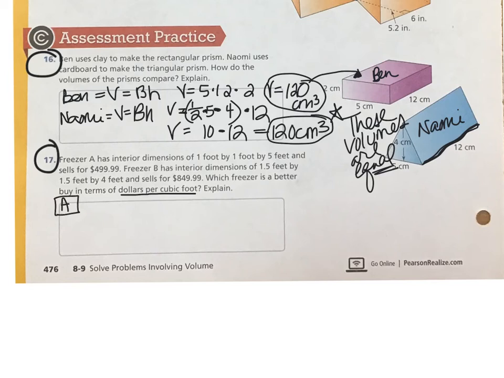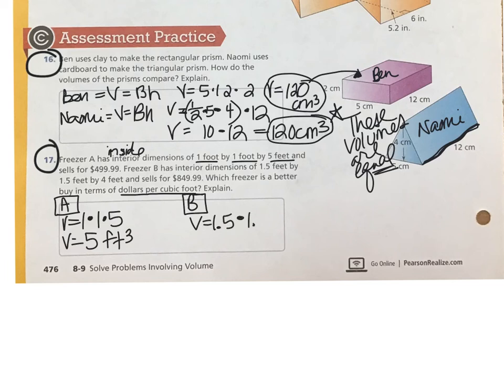So freezer A has interior dimensions. That means the inside. Okay, so interior means inside. 1 foot by 1 foot by 5 feet. So it's a rectangular prism, which means the volume is 1 times 1 times 5, or 5 cubic feet. The volume of freezer B is 1.5 times 1.5 times 4. So what is the volume of freezer B? Freezer B is 9 cubic feet.